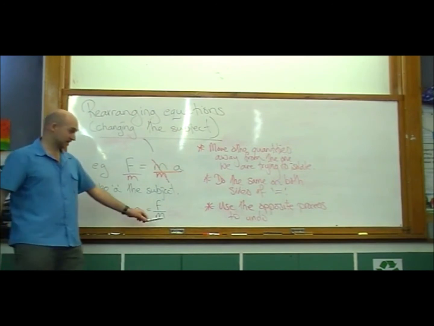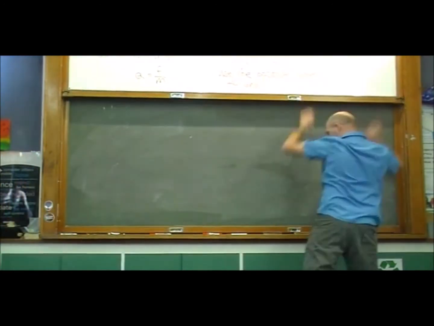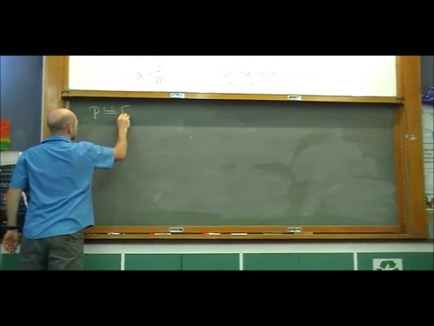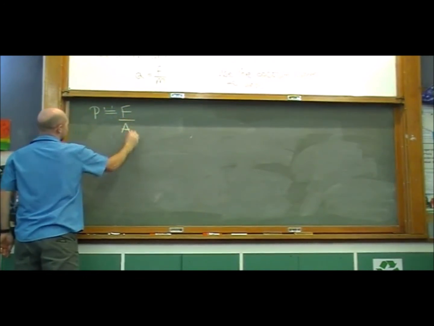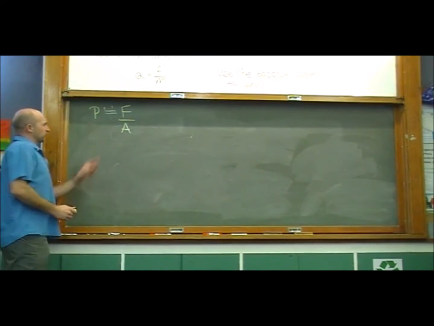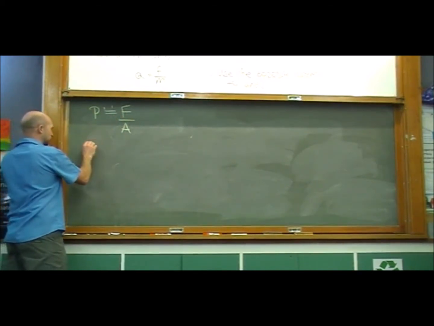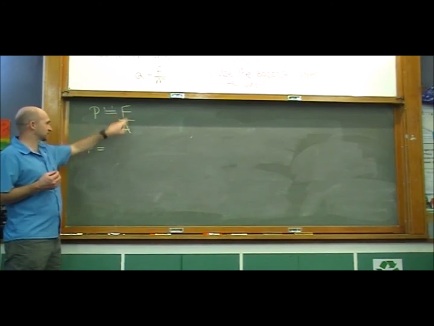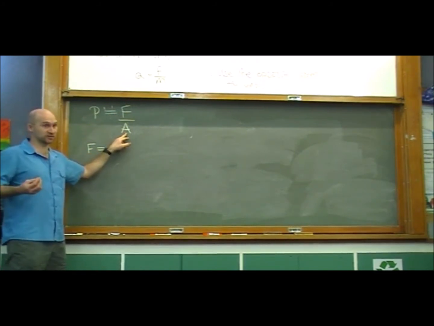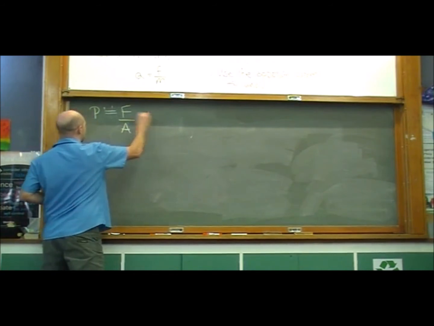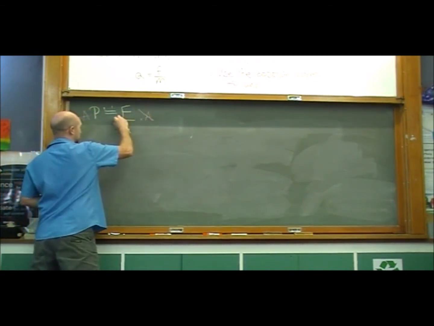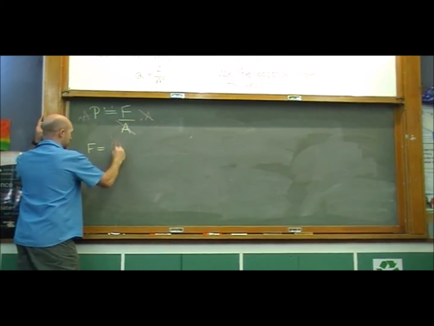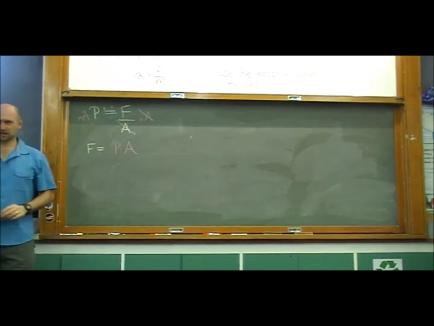Cool. Easy. Should we go for a slightly harder one? What about if we had pressure is force over area? What about first of all, if we're trying to make it force equals? How do we make it force equals? So we're trying to leave the F by itself. We're trying to get rid of the divide by A. The opposite to divide is? Times A. Those cancel, and we're left with F is equal to P times A. So that was pretty easy.